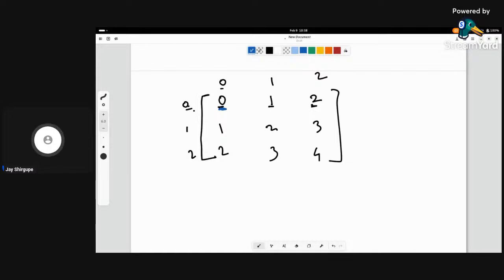If you look at all the elements that have sum 0, this is the element. If you look at all the elements that have sum of 1, these are the two elements. If you look at all the elements that have sum of 2, the sum of both indices x and y as 2, these are the elements. Look at all the elements that have sum of 3, you have these two elements, and all the elements that have sum of 4, you have these elements.